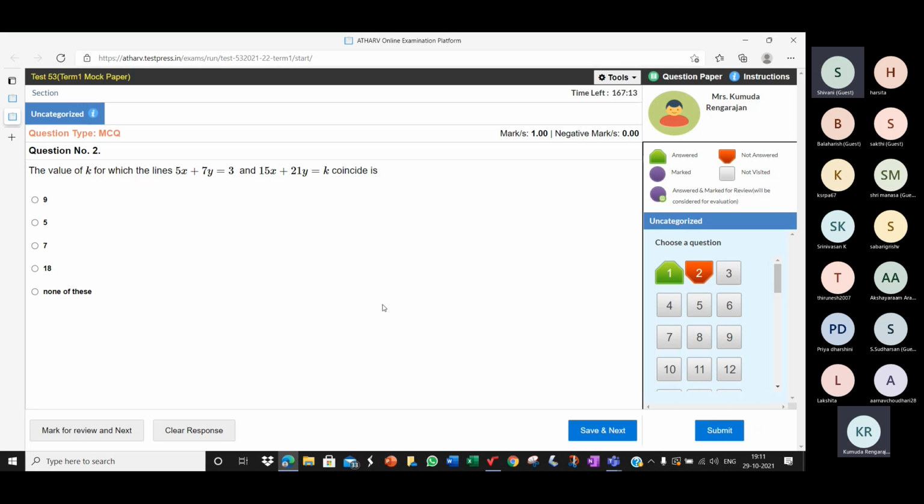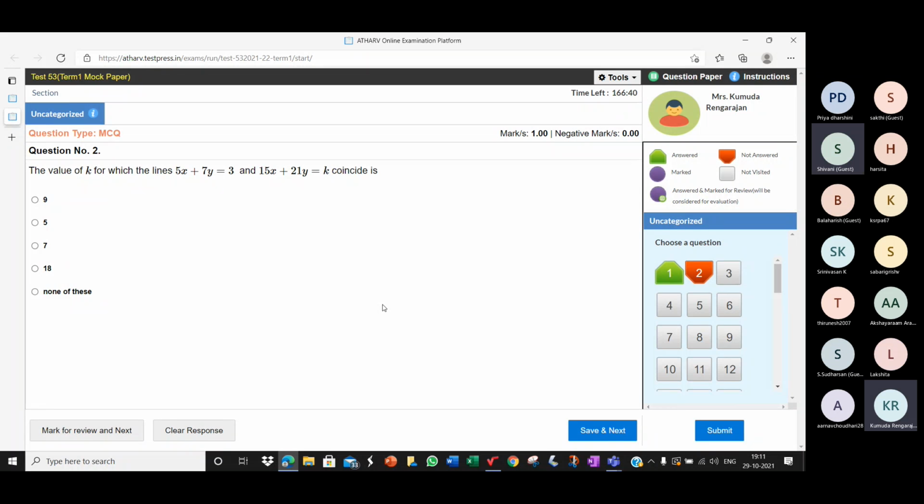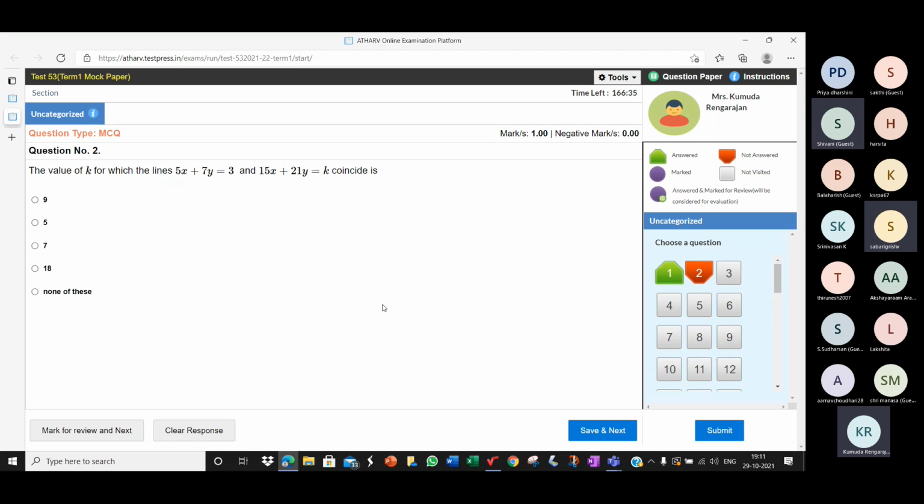The value of K for which the lines coincide is. So what is the condition for coincident lines? Don't solve the two equations. Use this condition. A1 by A2 is equal to B1 by B2 is equal to C1 by C2. For coincident lines, what's the value of K? 9, ma'am. The value of K is 9, correct.